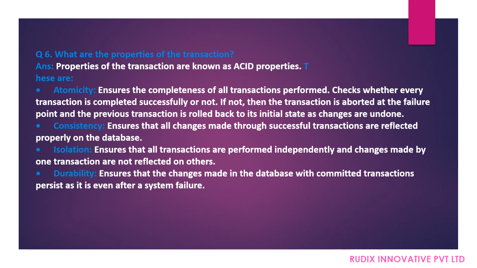Next, consistency. Transactions bring the database from one consistent state to another consistent state. Constraints and rules are enforced to maintain data consistency. It ensures that all changes made through successful transactions are reflected properly in the database. Isolation. Transactions are isolated from each other to prevent interference and ensure that intermediate states are hidden. It means that all transactions are performed independently and changes made by one transaction are not reflected in others.